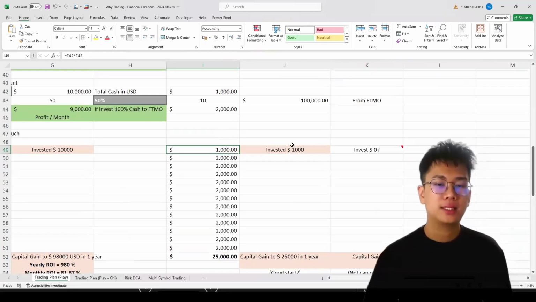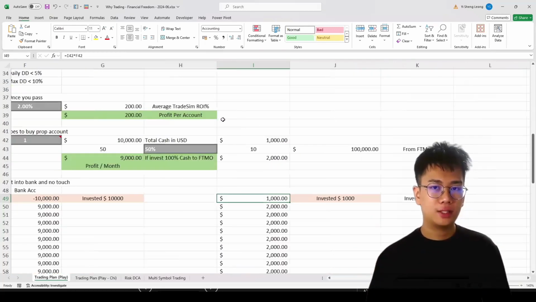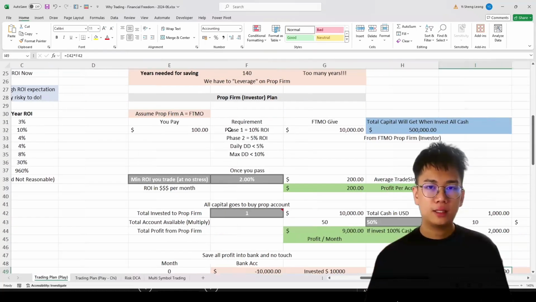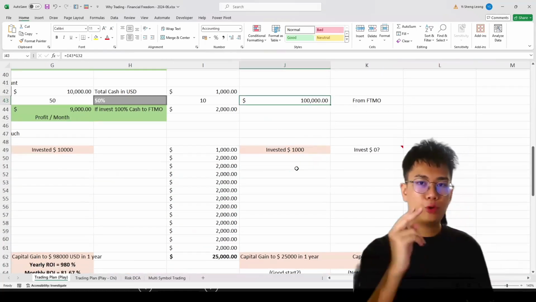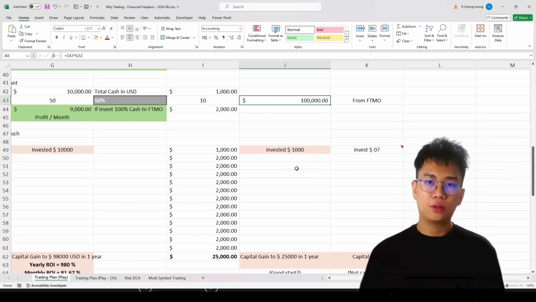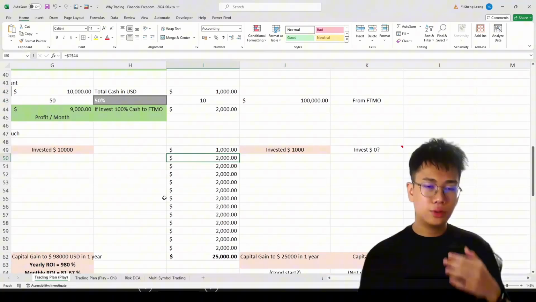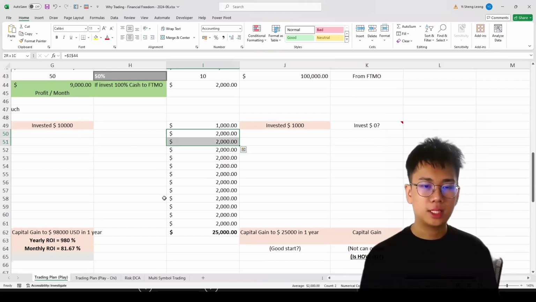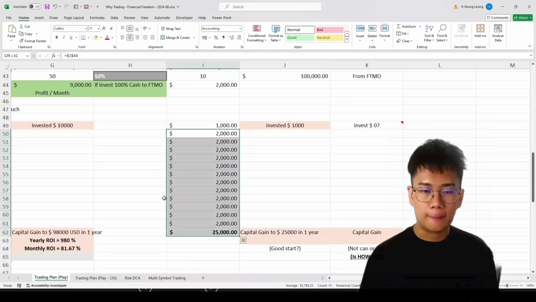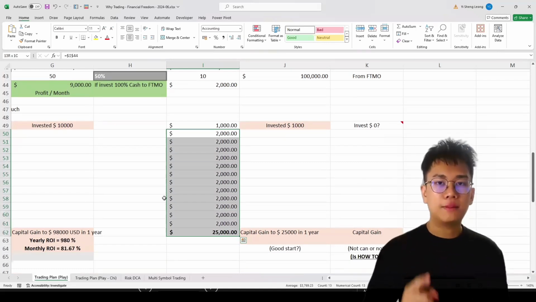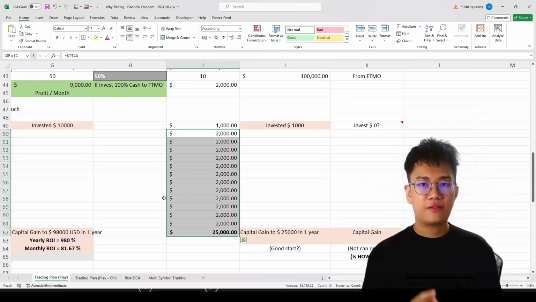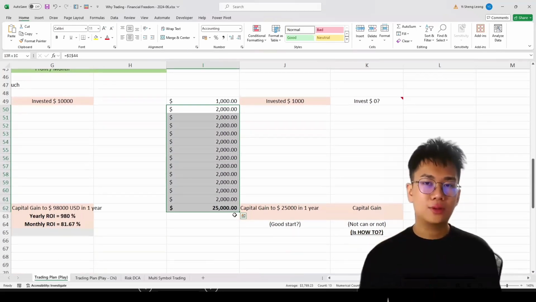And in this $1,000, what you do is the same thing. You invest $1,000 into prop firms, but then you aim to get 100,000 from the prop firm. So 2% of 100,000 is how much? 2,000. So what you do is you make 2,000, 2,000, 2,000, 2,000. Every single month, you just save your money into a bank account. 1 year later, you have accumulated up to 25,000.